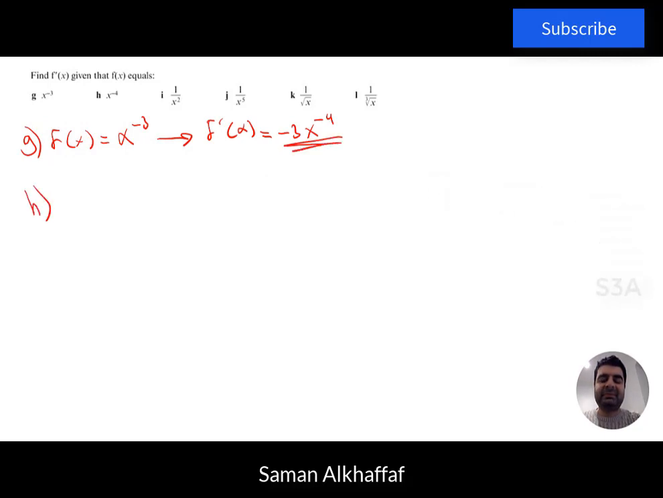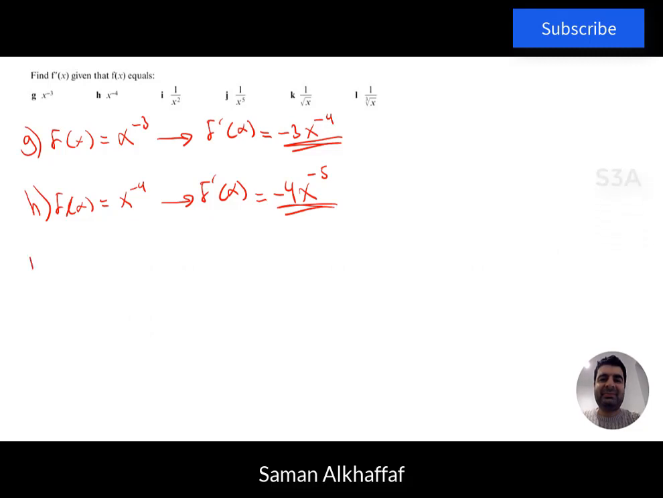For part H, we have the function of x being x to the power of minus 4. So to find the derivative, it will be minus 4 x to the power minus 4 minus 1, that will be minus 5. And this will be our answer for part H.